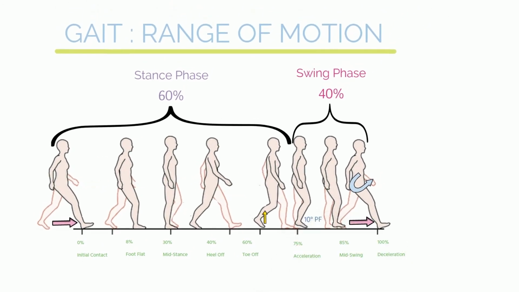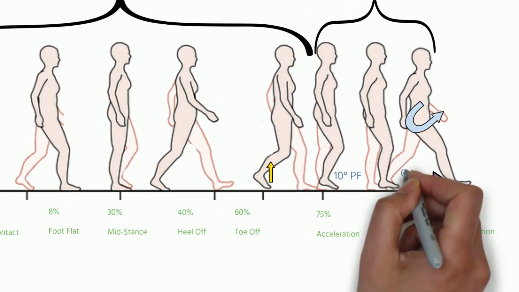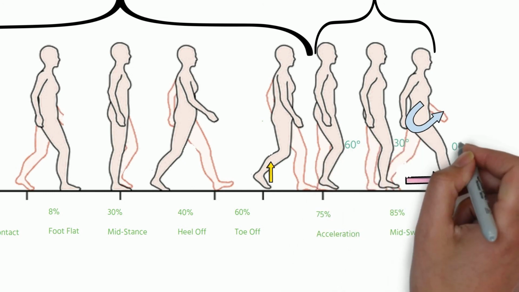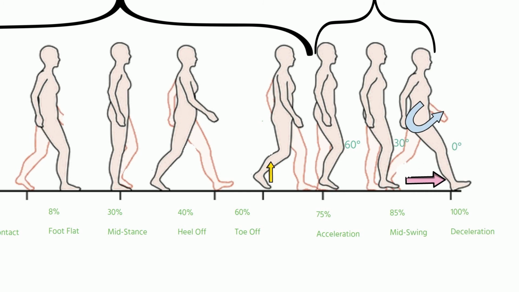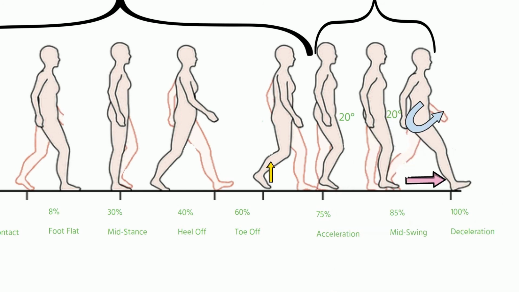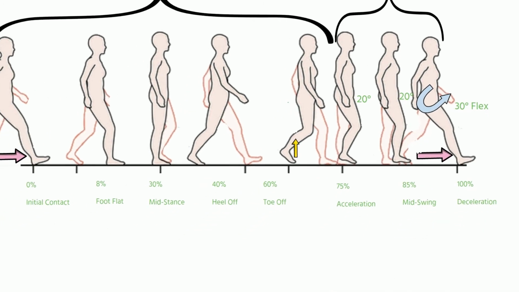Now let's take a look at the swing phase range of motion. From acceleration to deceleration, the ankle dorsiflexes to clear the ground. The range of motion changes from 10 degrees of plantar flexion to 0 degrees, neutral. The knee moves from maximally flexed position of 60 degrees at acceleration to full extension at deceleration. And the hip keeps moving into a maximally flexed position at 30 degrees at deceleration.